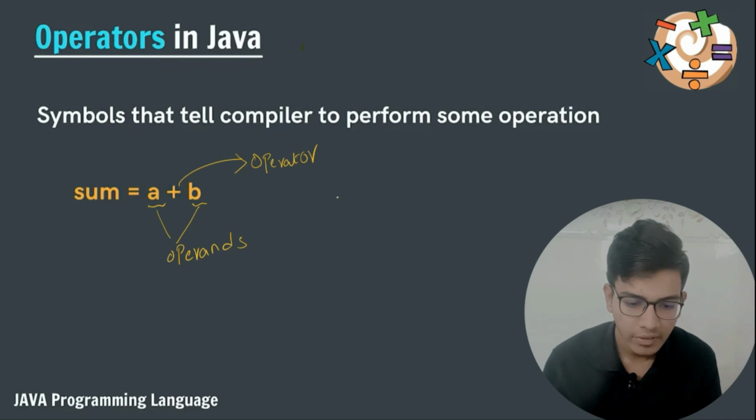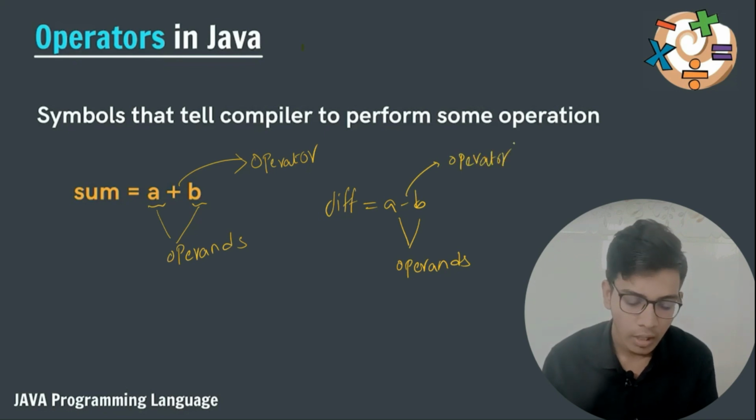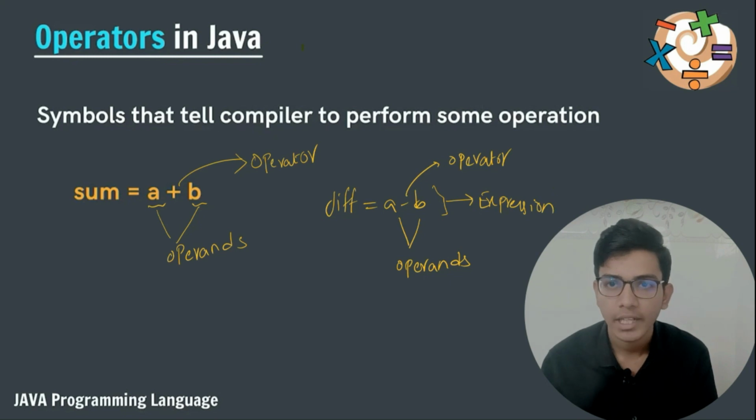Similarly we can write difference = a - b. Here a and b are operands and the minus symbol is known as operator. Here we are calculating the difference between two numbers. This whole thing is known as an expression. In this chapter we are going to study a lot of different types of operators in Java.